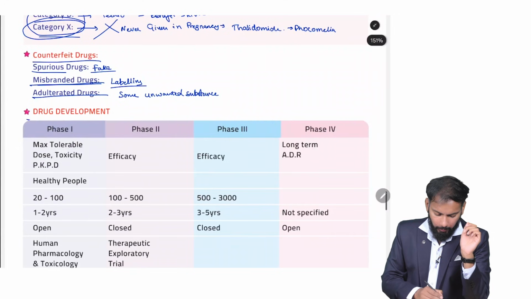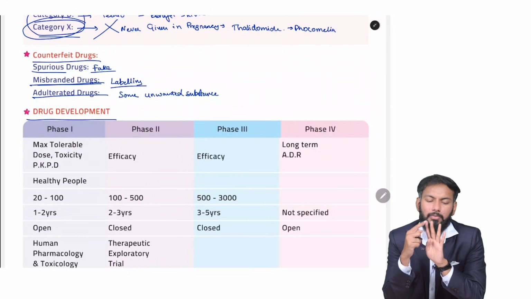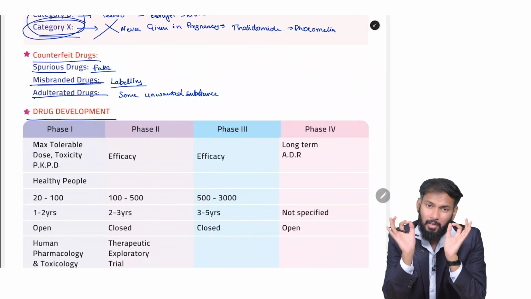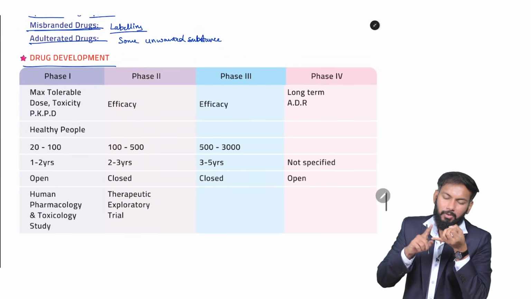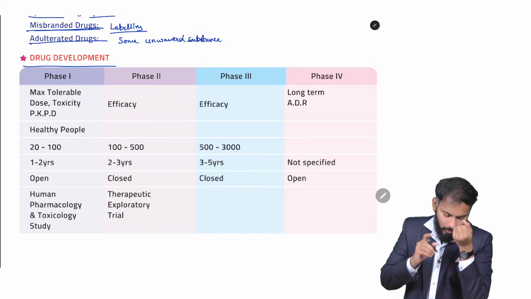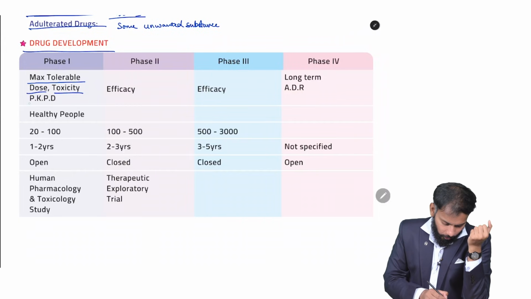Now, finally coming to drug development. In drug development, there are 4 phases: Phase 1, Phase 2, Phase 3, Phase 4. Now, Phase 1, what do you check? You check almost everything here. You check pharmacokinetics and pharmacodynamics as well. You check the maximum tolerable dose, what is the toxicity, and pharmacokinetics and dynamics, except for efficacy.